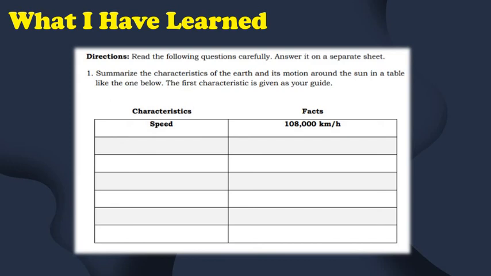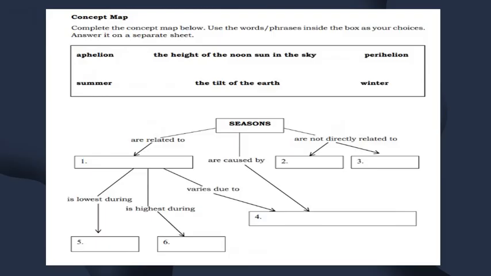Directions: read the following questions carefully and answer them on a separate sheet. Summarize the characteristics of Earth and its motion around the Sun in a table like the one below. The first characteristic is given as your guide. Okay, so let's have this concept map.